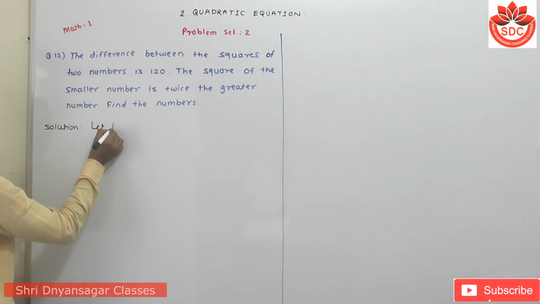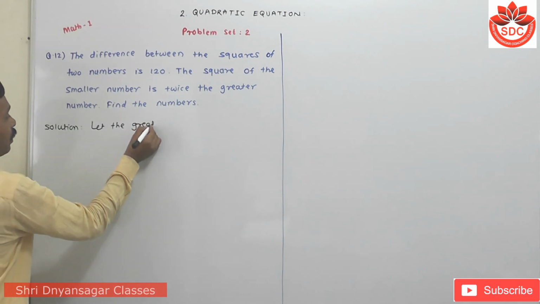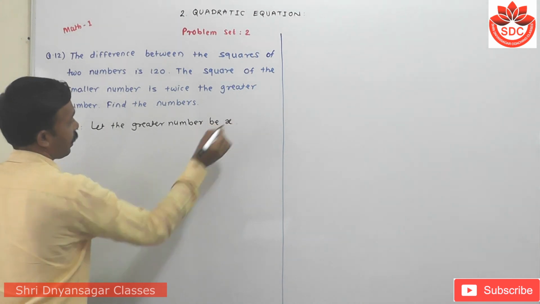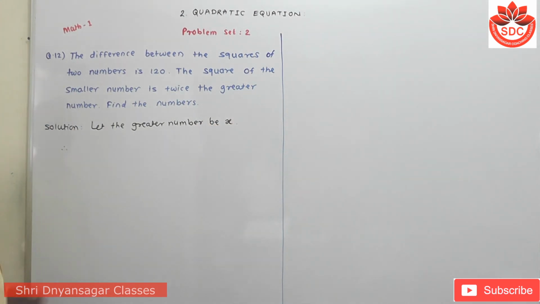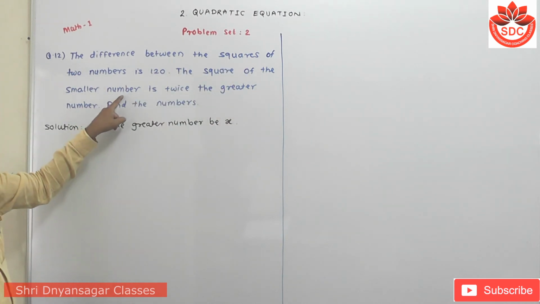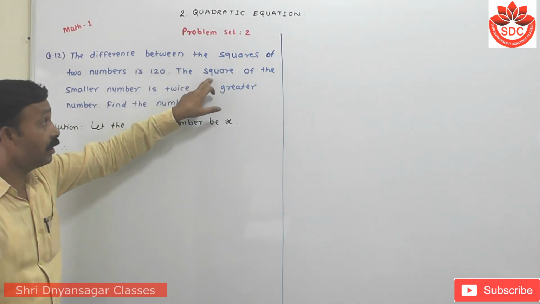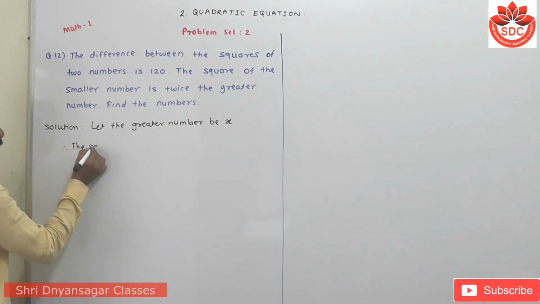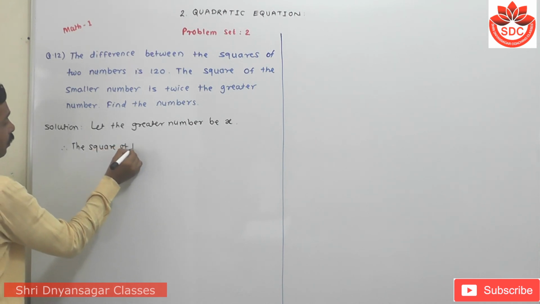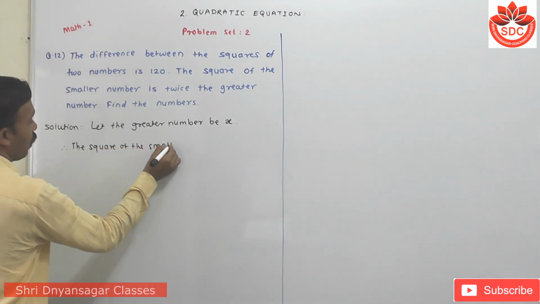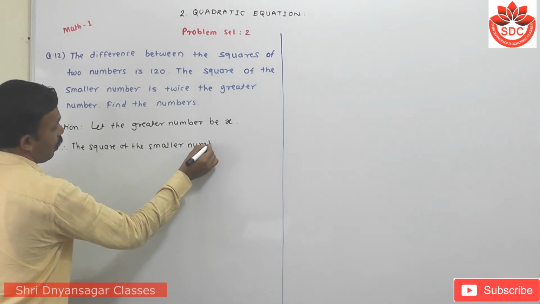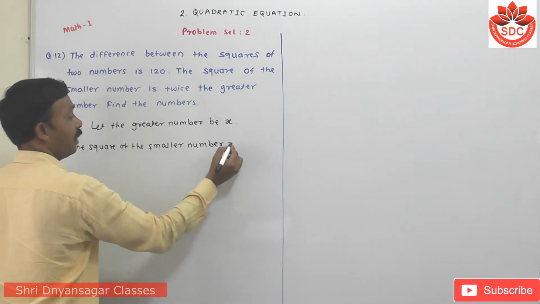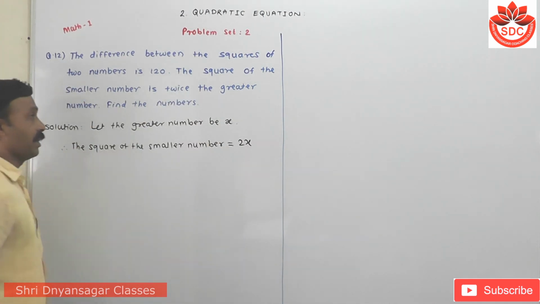Let the greater number be x. Therefore, here is the square of the smaller number. First, look carefully. Here we have to find the square of the smaller number. Okay. So, therefore, the square of the smaller number is equal to twice the greater number, that means 2 into x.